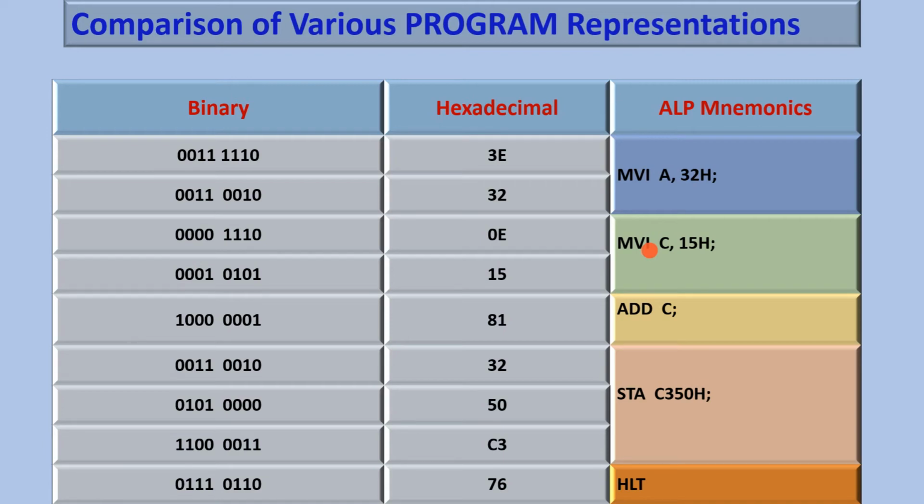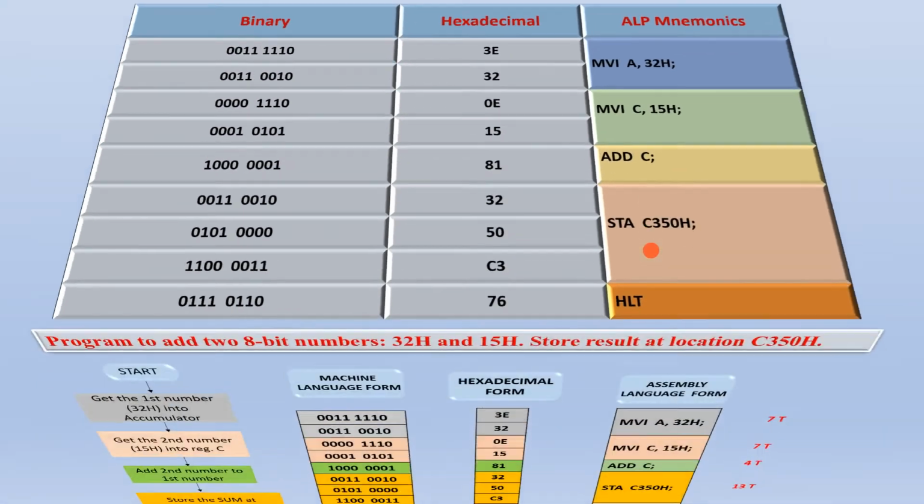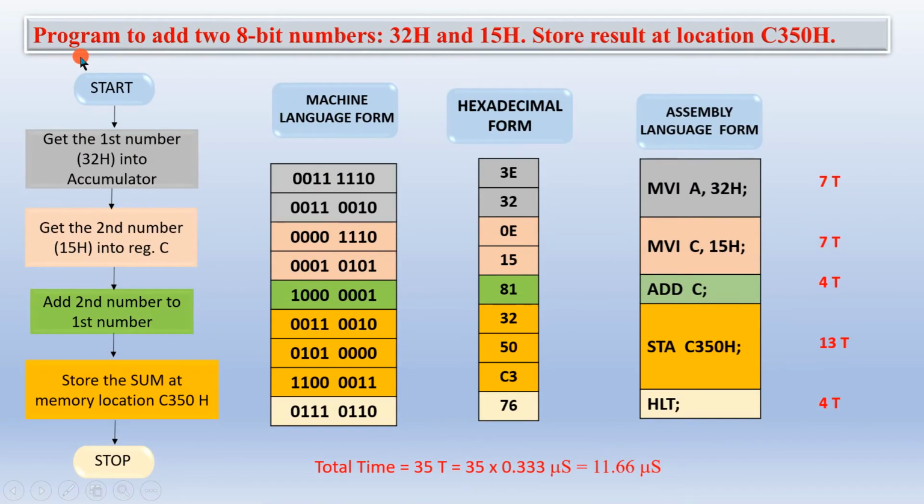So let us consider the same program like this. This is the sample program: program to add two 8-bit numbers 32 and 15H and store the result at location C350H. This is the task that the microprocessor should perform when you provide the program. For any program, it is better to write the flow chart because a flow chart represents diagrammatically what is to be done first, second and third, till the last instruction.